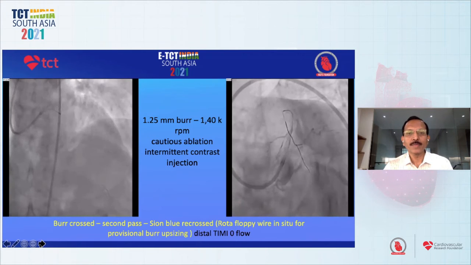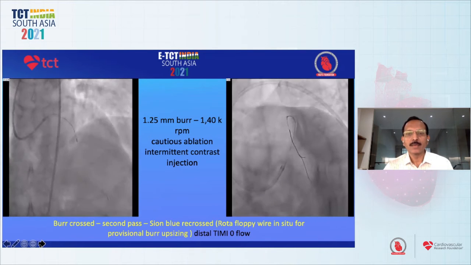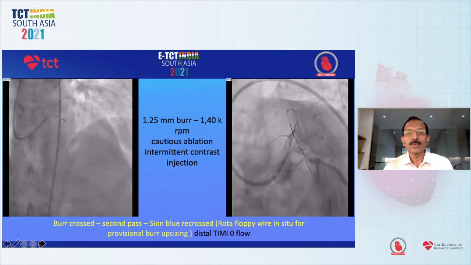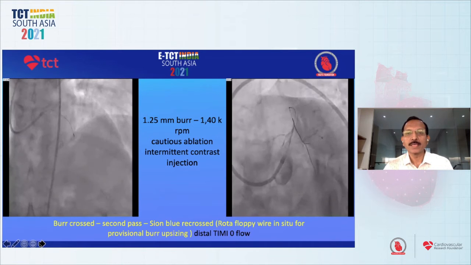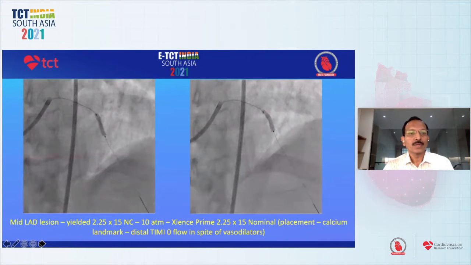At this point of time, we kept the rota wire as it is, in case burr upsizing was required. And the Cyan Blue was crossed distally. However, there was distal TIMI 0 flow. The mid-LAD lesion yielded with a 2.25 by 15 millimeter non-compliant balloon at 10 atmospheres.